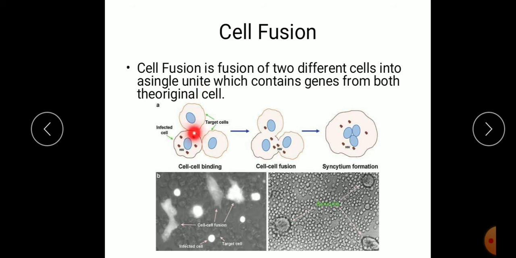You can see in this diagram an infected cell and these are the target cells. So this cell binding causes fusion of cell membranes. All the membranes are fused together and a single cell is formed. This cell after fusion is called a syncytium. In this image you can see the fused cells are larger in size whereas other cells are smaller in size.